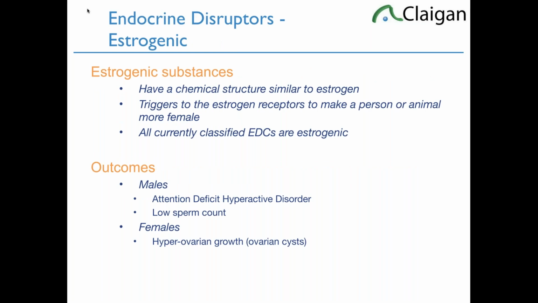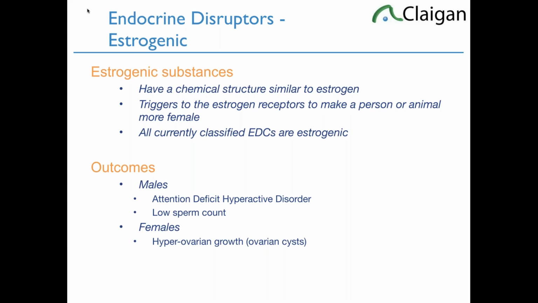Estrogenic substances have a chemical structure similar to estrogen. Either they or their metabolite has a phenol, the active element of estrogen. And if I have more time, I'll go into detail. All currently classified endocrine disruptors are estrogenic. They trigger the estrogen receptors, and they create a female response. You make a young male slightly more female, they get a form of anxiety, which everybody else sees as attention deficit, but it's just a form of anxiety. And older males get lower sperm count. Not a big shock if you make a male slightly more female. The females get hyperovarian growth. Their ovaries grow too fast.